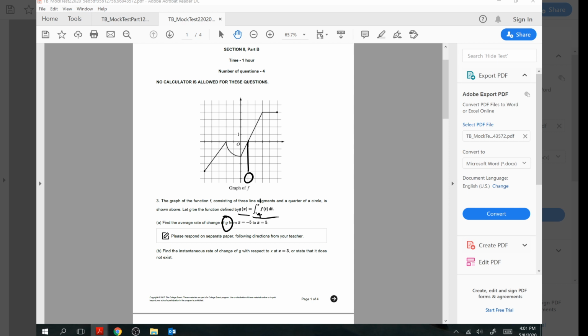To figure out the other values, like g of 5, I'm going to have to find the area under the curve. So I split this up in terms of a triangle and a rectangle. That's 8. And this is half of 8, or 4. So g of 5 is 12.